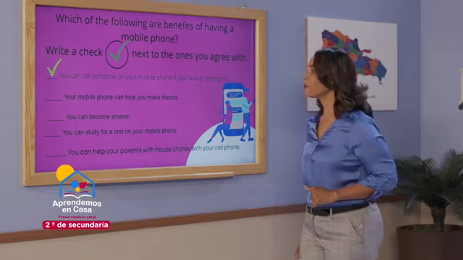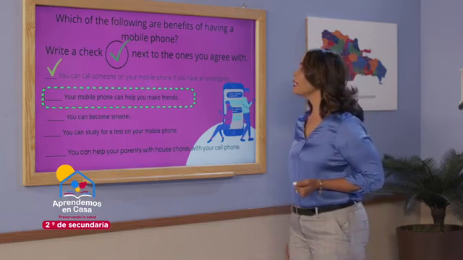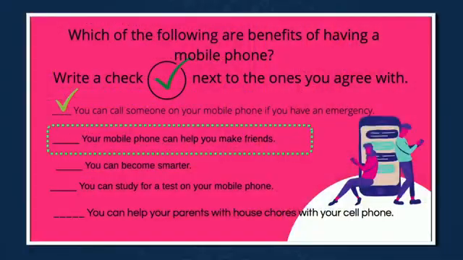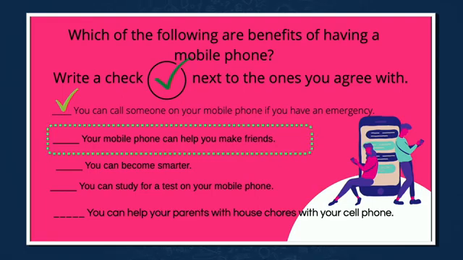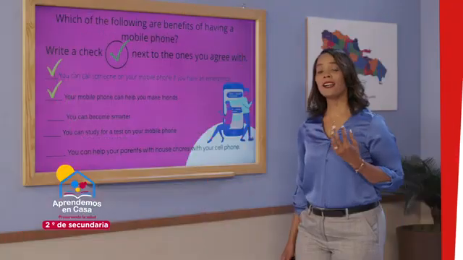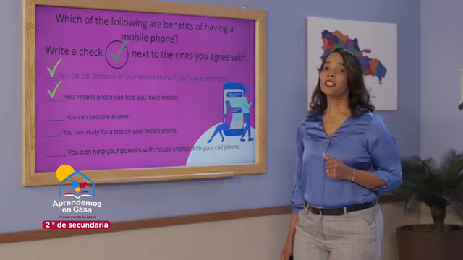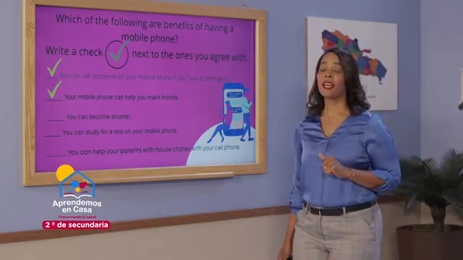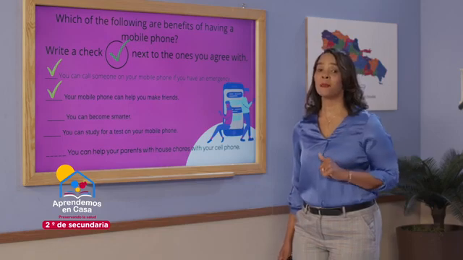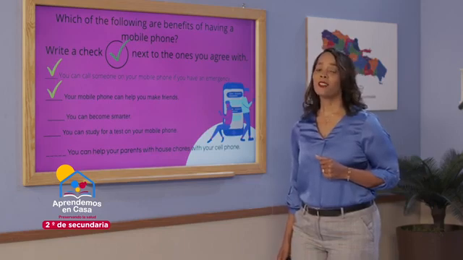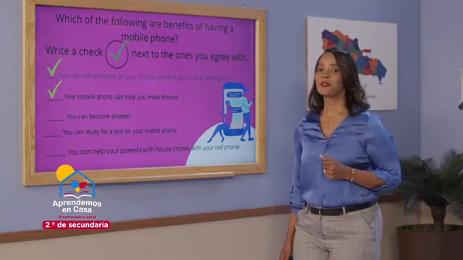Let's see the second one. Your mobile phone can help you to make friends. Tu teléfono celular puede ayudarte a hacer amigos. Do you agree on that? ¿Estás de acuerdo con eso? I do agree on that. Yo estoy de acuerdo. Because you can use social media to make friends. Puedes utilizar las redes sociales para hacer amigos. And you have a lot of social media apps on your mobile phone. Y ustedes suelen tener muchas aplicaciones de redes sociales en sus teléfonos.